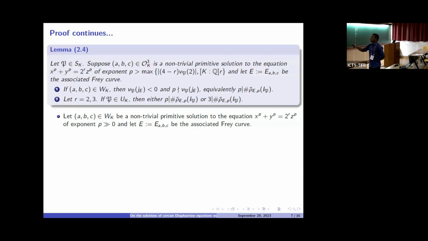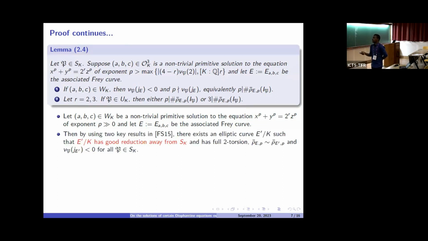So now I will just go through the proof of this theorem. We start with a solution ABC belonging to WK of this equation with exponent P sufficiently large, and you take E, the Frey curve attached to this solution ABC. Then by using two key results of Freitas from 2015, we find there is an elliptic curve E prime over K, so that E prime has good reduction away from S_K, has full two torsion, and the residual representation rho bar E,P is congruent to rho bar E prime,P. And we have this condition: valuation P of j prime is less than 0 for prime P belonging to S. So these are the important properties.